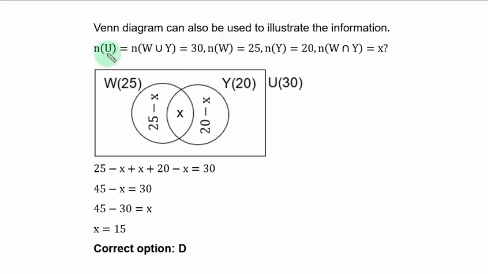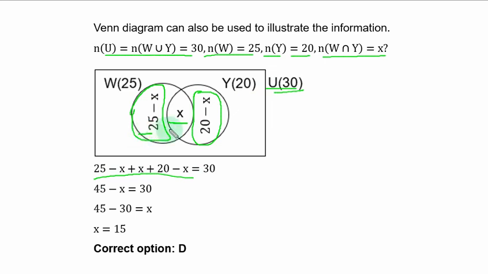Using Venn diagram, you have the union equal to 30 elements. In set W, you have 25, set Y, you have 20, and the intersection is S. So this is the intersection. Only W is 25 minus intersection. Then only Y is 20 minus intersection. The union is 30. If you add everything in the subsets or in the universal set, you equate it to 30. That is what you have here.